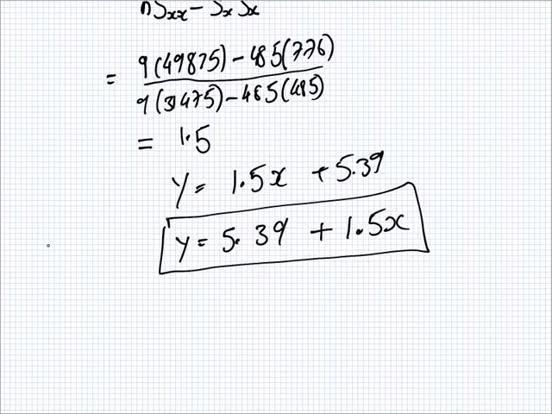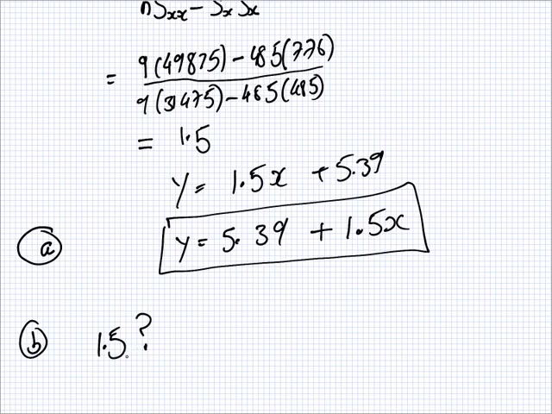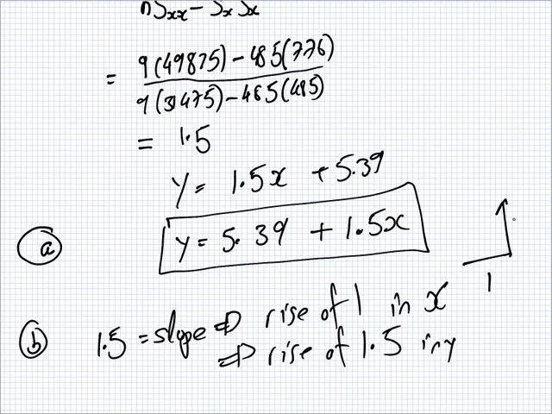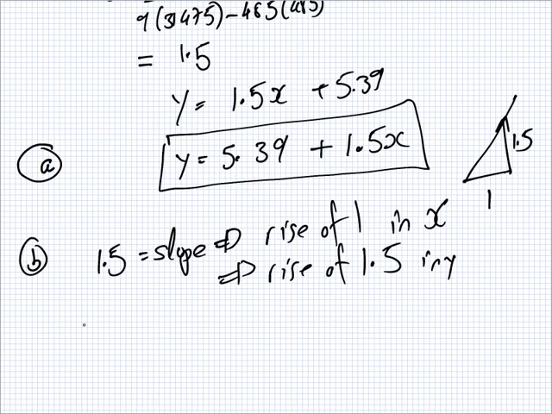Okay, so that answers the first part, A. B. What does the 1.5 represent, is the question. What is the x and the y? They don't say what the x and the y represent. Okay, so 1.5 is the slope, which means a rise of 1 in x will cause a rise of 1.5 in y. So if you go out 1, then you'll go up 1.5 on your line. 1 mark.